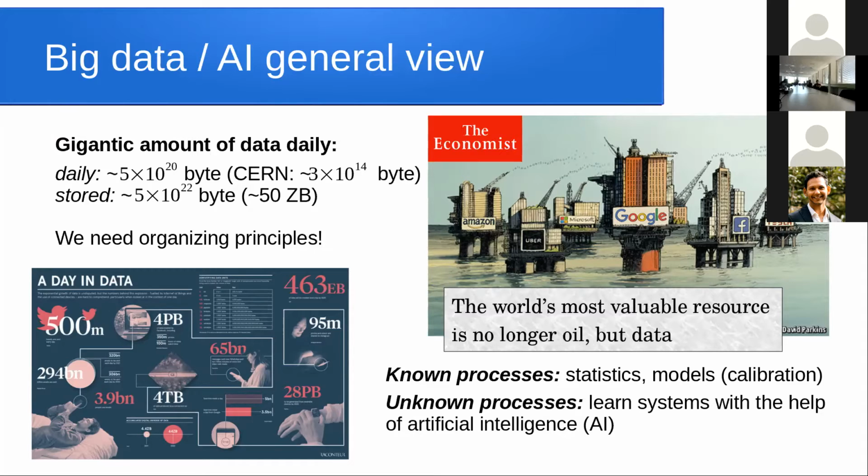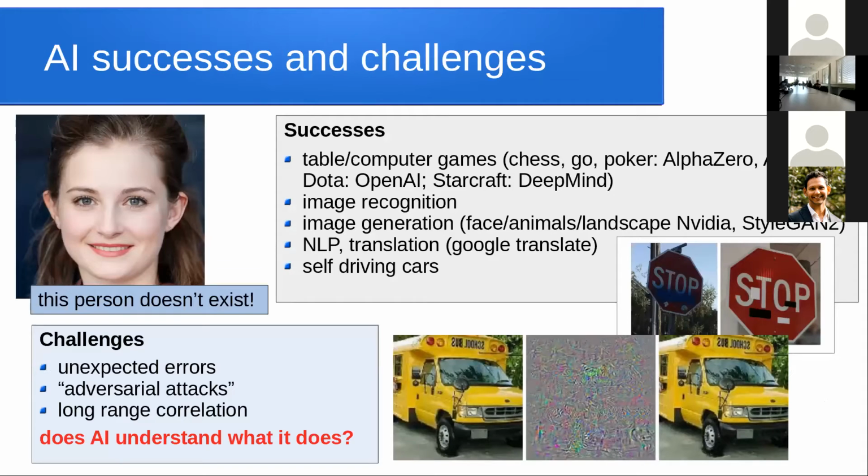But in a lot of cases, there are no known processes behind. And then we have to use some computer methods, including artificial intelligence. So that's why artificial intelligence is unavoidable today. Artificial intelligence has a lot of successes and a number of challenges. The successes are always in the headlines of all the papers. We know that table and computer games are played at a high level by artificial intelligence.